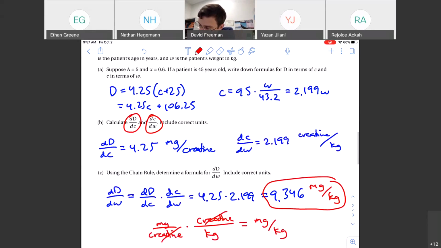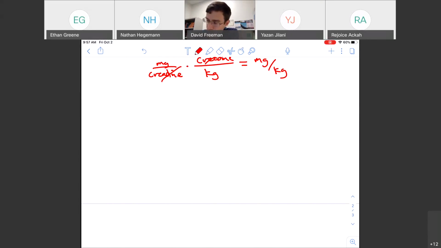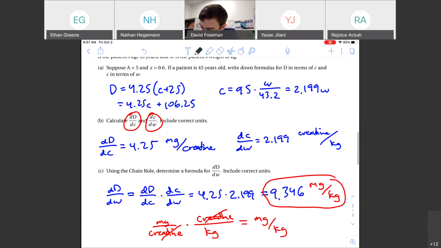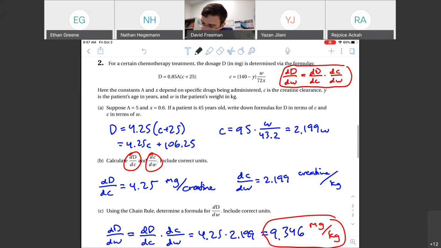And why does this make sense? I really do think this wheel diagram can help us realize why it makes sense to do it this way. Sorry for all the scrolling, but what we're saying is, okay, I have two steps in this process. I can start with weight, and that takes me to my creatinine clearance, because I have a formula for creatinine clearance in terms of weight. Sorry, yeah, that's right.